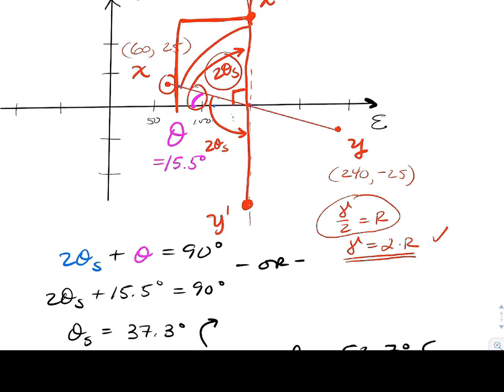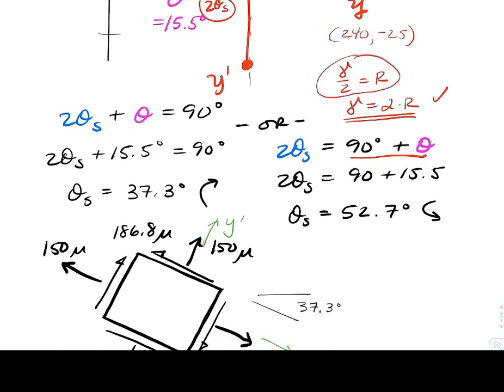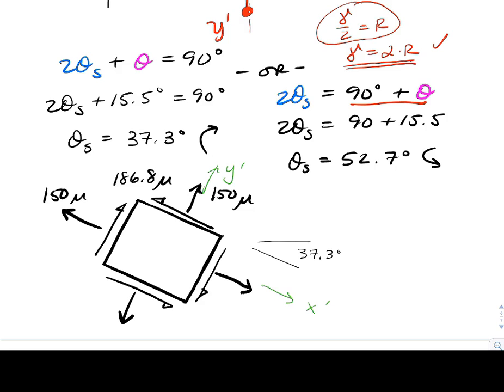In the counterclockwise direction, 2 theta s is equal to 90 plus the pink theta. So let's take a closer look right there. There's 2 theta s. I need the pink theta plus 90 more. That'll give me the entire strike. Pink theta plus 90 is 2 theta s. Just plug in and we find our answer for theta s in the opposite direction.